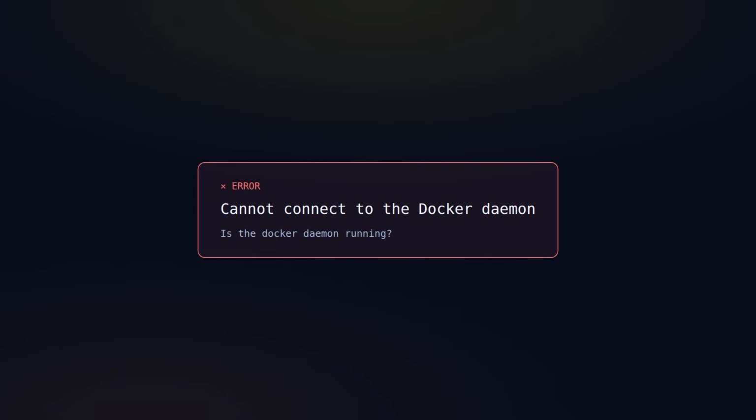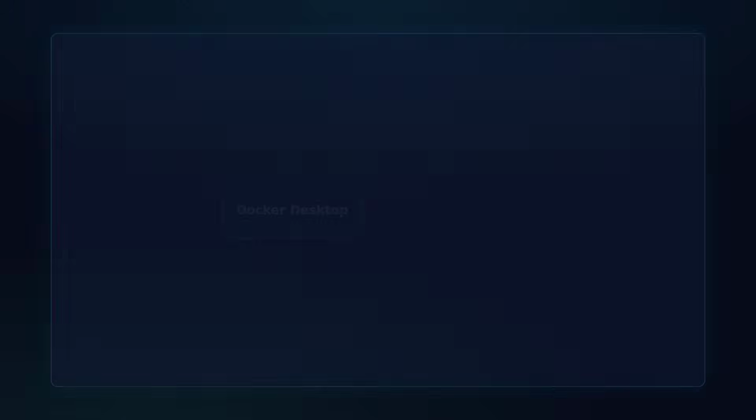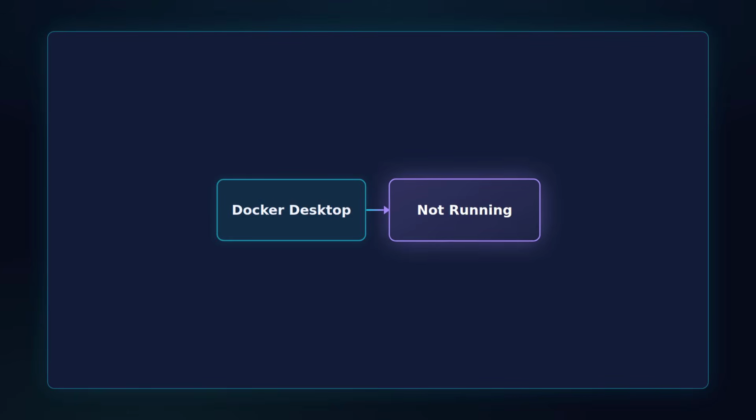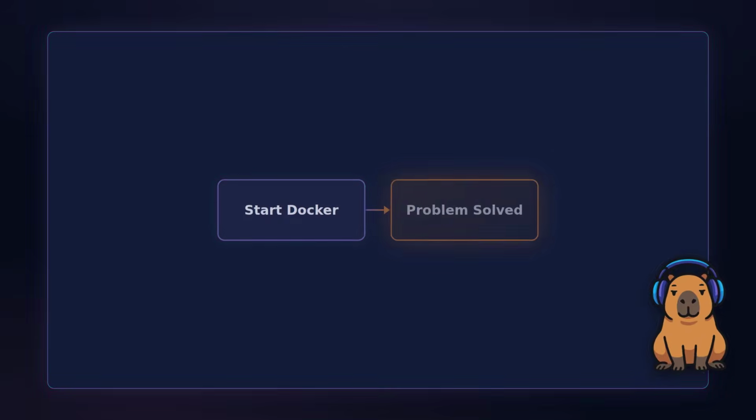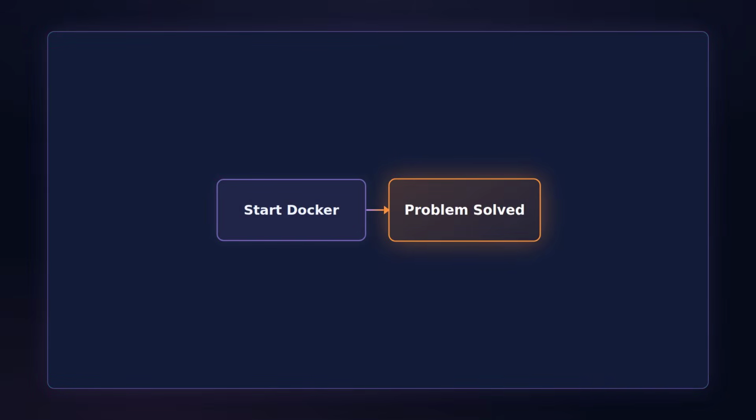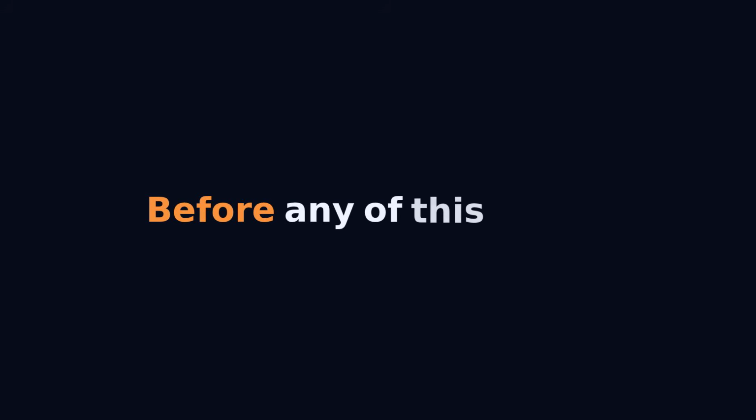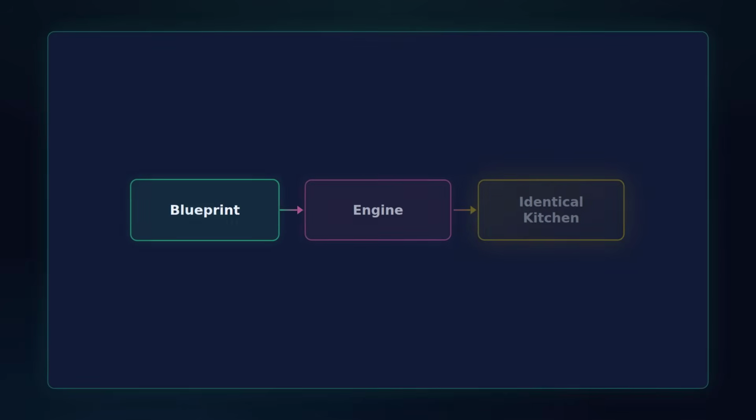No engine running? You'll see this error. Cannot connect to the Docker daemon. Maybe you closed Docker Desktop by accident, or it never started when your computer booted. That single click, Start Docker, fixes almost every "it's broken" mystery beginners hit. So, before any of this works, one thing has to be true. Docker itself must be running. Then, with one command, the engine reads your blueprint and assembles the exact same kitchen instantly.